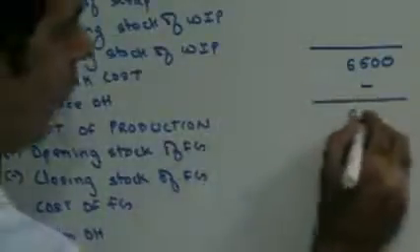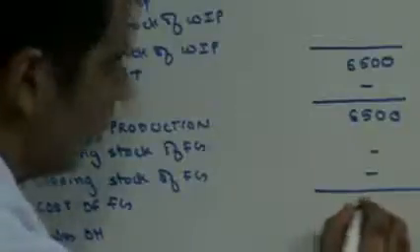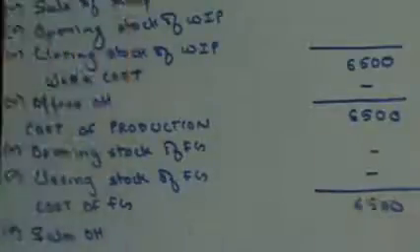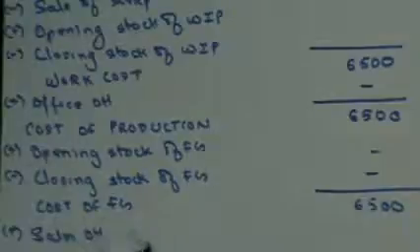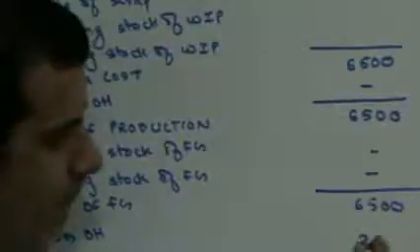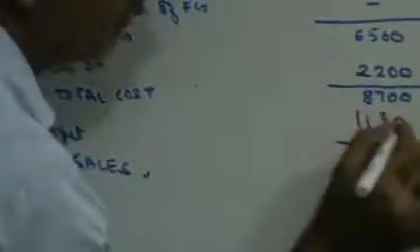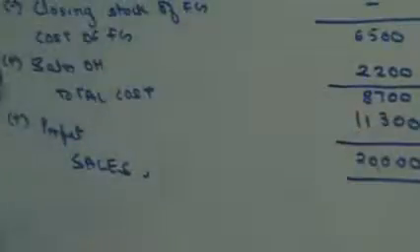So you will get cost of production is 6,500, no opening and closing stock of finished goods. So cost of finished goods 6,500. Selling overheads is 1,500 and distribution overheads is 700. 15 and 7, 2,200. So my total cost is going to be 8,700. So my profit is going to be 11,300. Plus my cost sheet is ready.